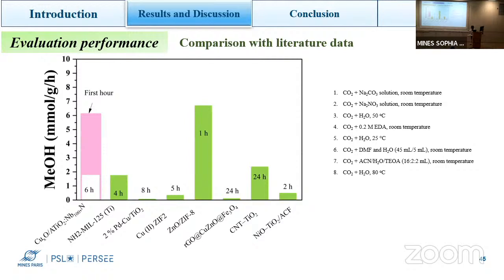In per-hour terms, our work already gets good results, but this one is especially high because it only reacted for 1 hour, and we compared our first-hour yield of methanol, which is also comparable. So our catalyst actually achieved one of the best methanol productions reported so far in the literature.